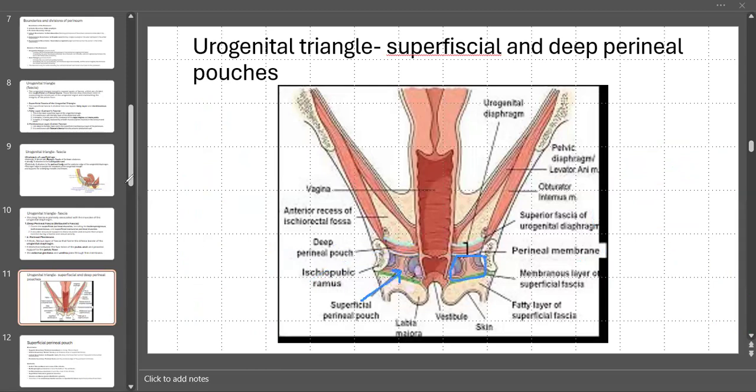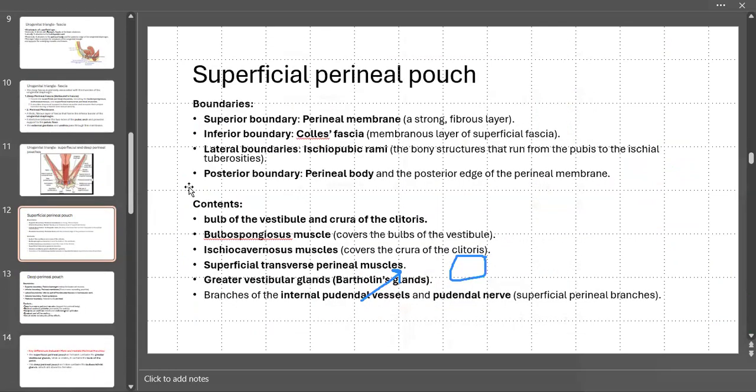And let's talk about the contents of both pouches. You already learned the content of the deep pouch, but now we will learn about the superficial perineal pouch as well. So again, I've told you the past paper question, guys.